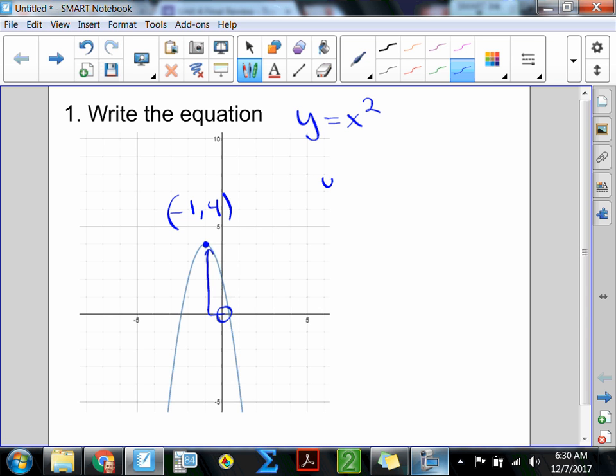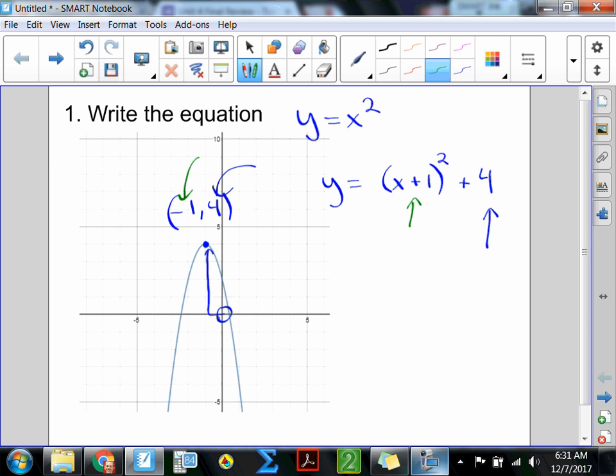So when I write left and right transformations, we say (x plus 1) squared, and then my up and down is plus 4 at the end. The y-coordinate, the 4, tells me the vertical shift that goes at the back of the equation, so it's added, plus 4. If the vertex was down, we would say minus something. My x-coordinate is negative 1. We write the opposite inside.